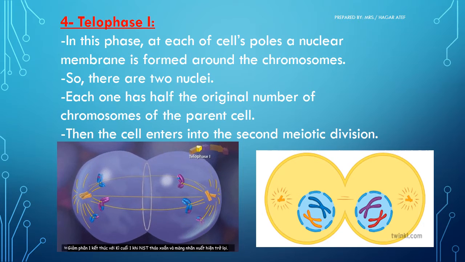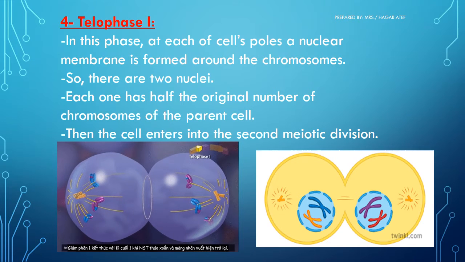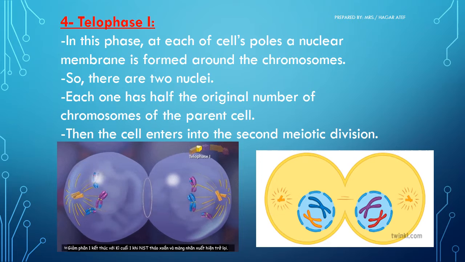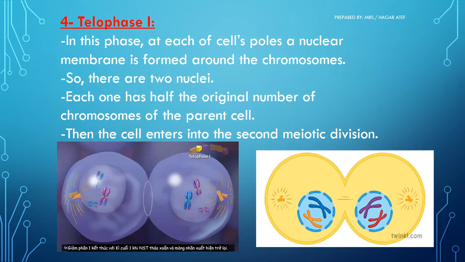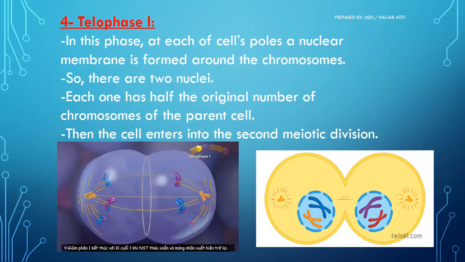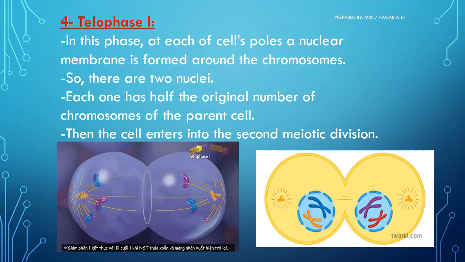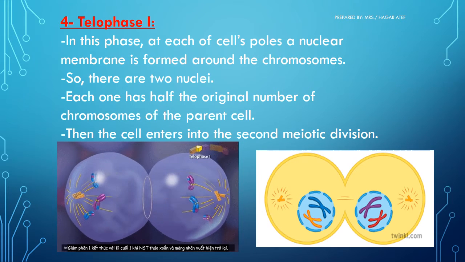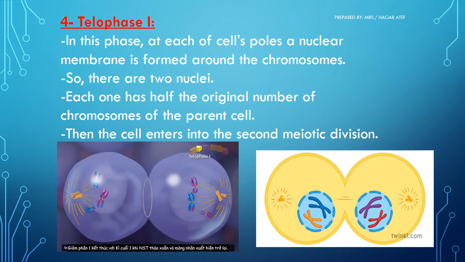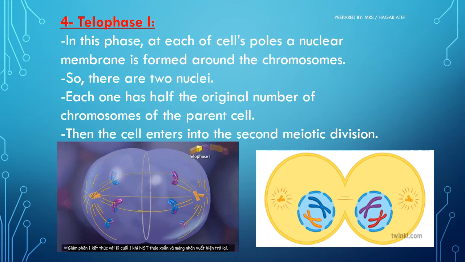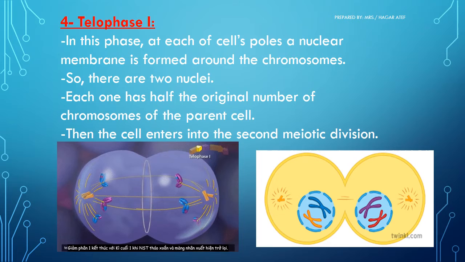Telophase 1. In this phase, at each of the cell's poles, a nuclear membrane is formed around the chromosomes. So, there are 2 nuclei. Each one has half the original number of chromosomes of the parent cell. Then, the cell enters into the second meiotic division.